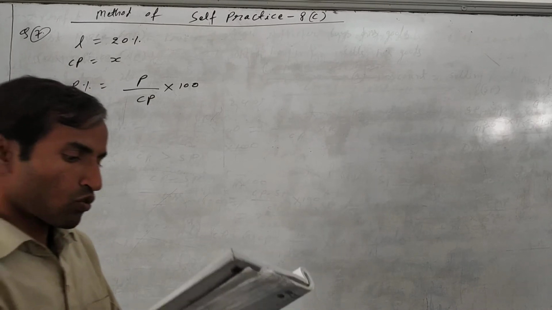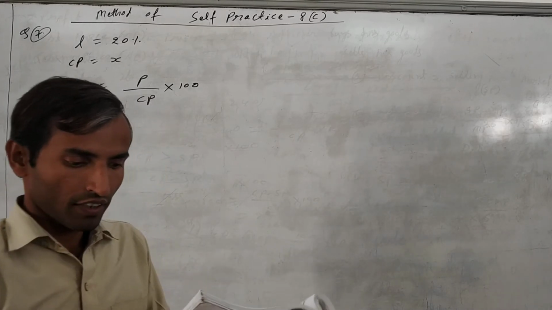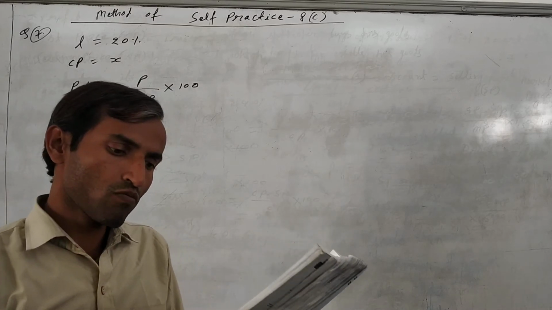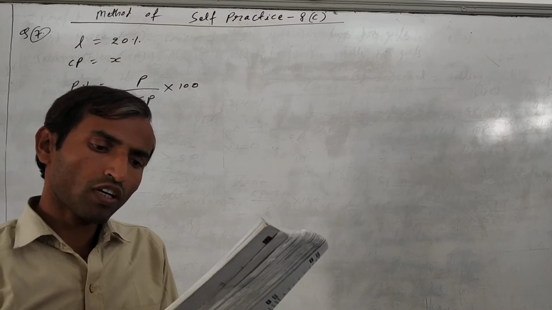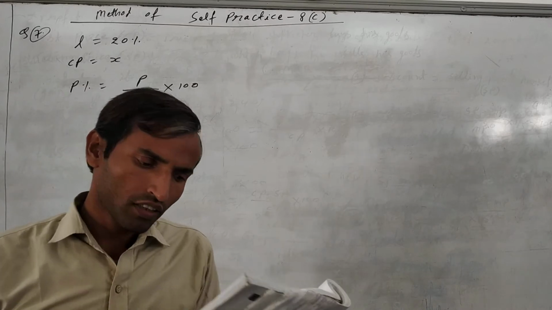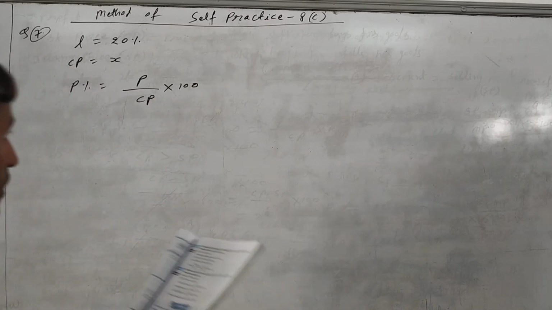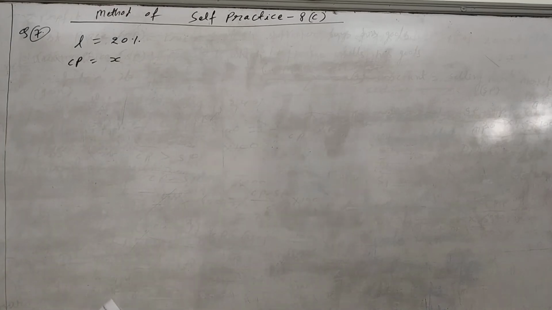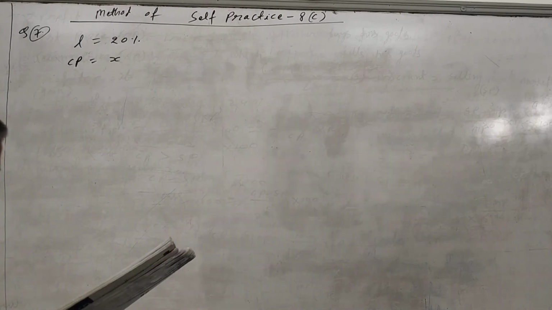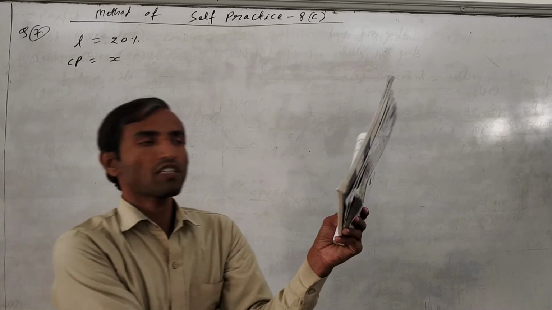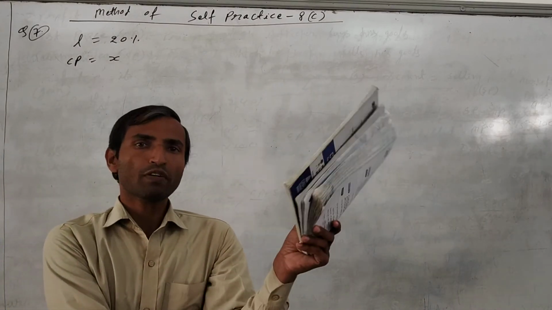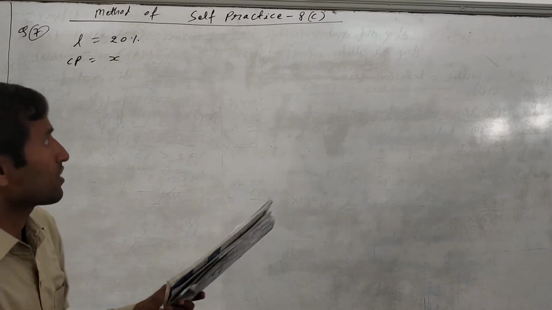An article is sold at a loss of 20%. There is a yield of rupees 60 more if the article is sold at a profit of 20%. Find the cost price of the article. So we have to find CP. Here nothing is given, neither CP nor SP. Directly some loss percentage and profit percentage are given, and some relation is given.